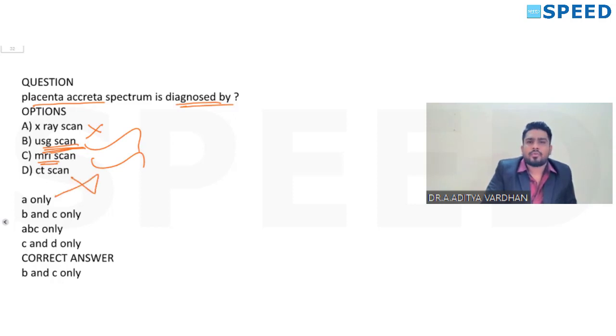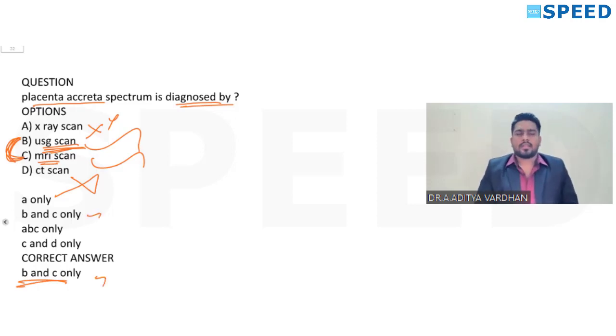CT, high radiation, we won't do. X-ray is also a radiation modality, so we won't do. Hence the correct answer for this question is B and C only. Correct answer is B and C. Okay. So this is how we can exclude it.